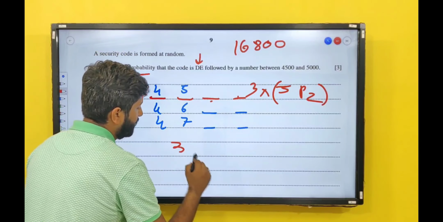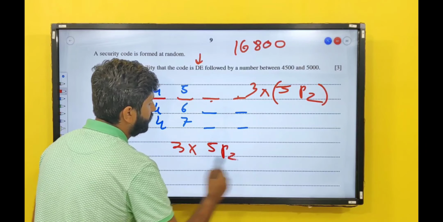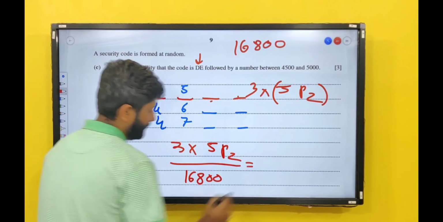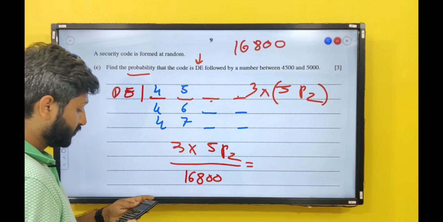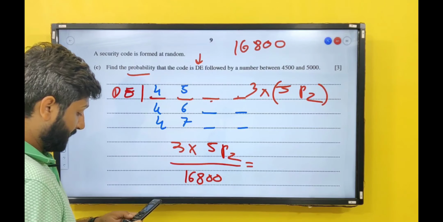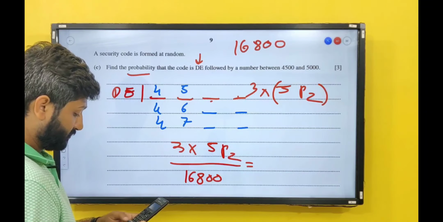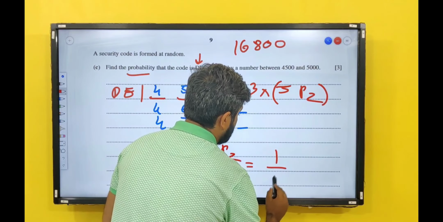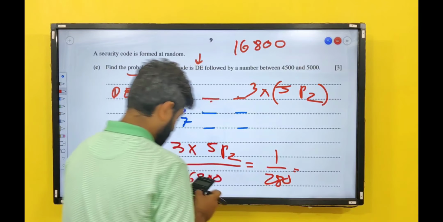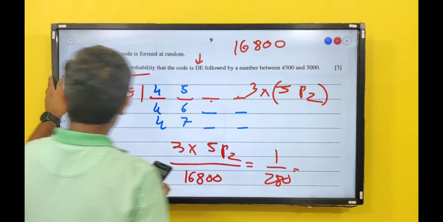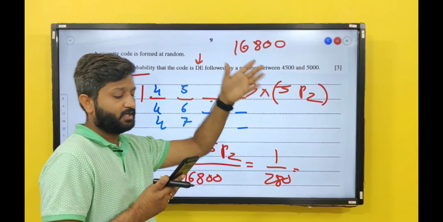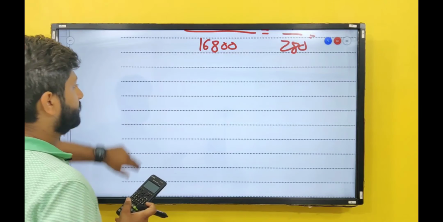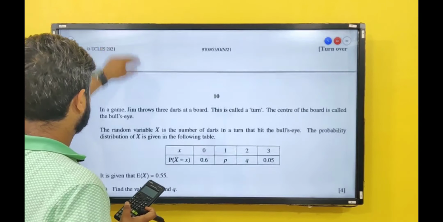Right. So 3 into 5P2 upon 16,800. So 5P2 into 3 upon 16,800, which is 1 upon 280. So my answer is 1 upon 280, or you can write 0.00357. Let's move to the next question.